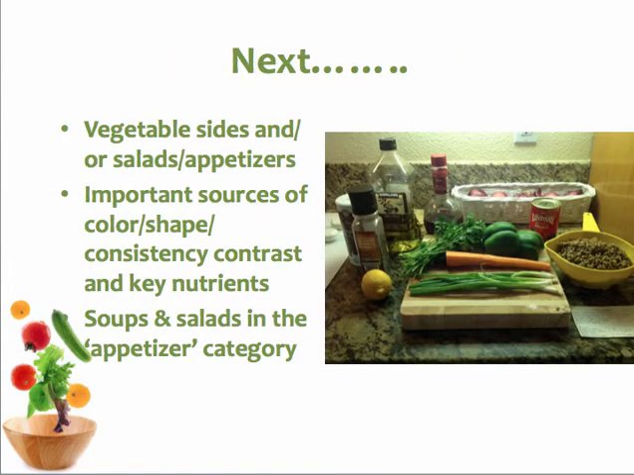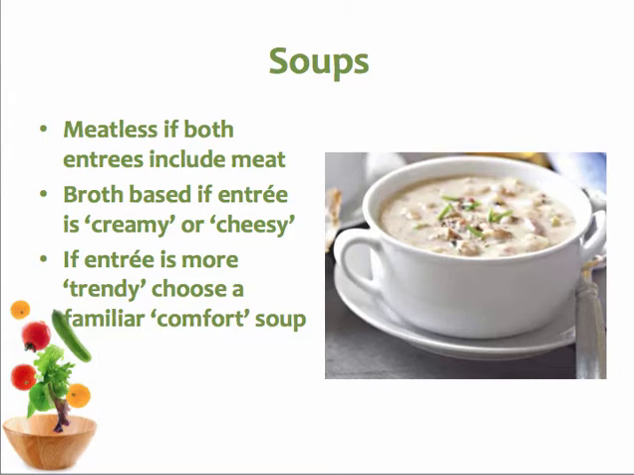Vegetables and appetizers, which also include soups and salads, offer lots of choices for color, shape, consistency, flavor, and nutrient sources. Remember to include a meatless soup if both entrees include meat or fish, and one with meat if one of the entrees is meatless. Offer a broth-based soup if one or both of the entrees is creamy or cheesy, and if one of the entrees is more trendy, choose a more familiar soup.